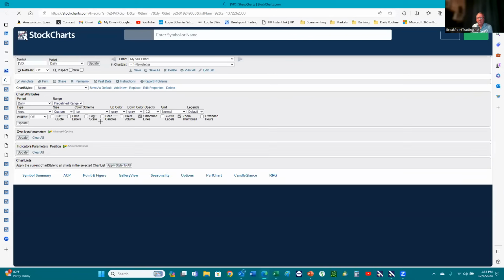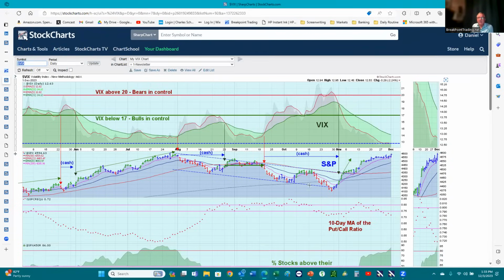Let's look at the VIX real quick. The VIX, oh my goodness. Look at where it is. It's at 12.63. Way down here. You can see where the lows were. That's this dashed line. It's below those lows. So with the VIX, there's not a lot of fear.